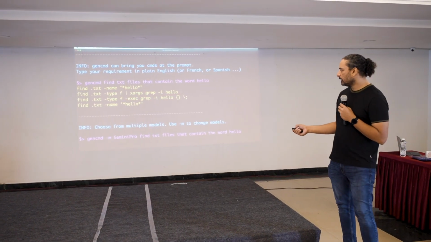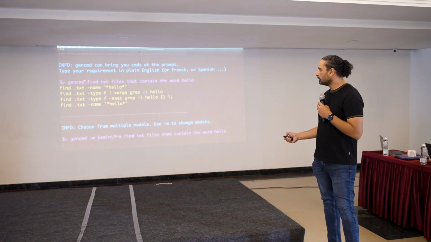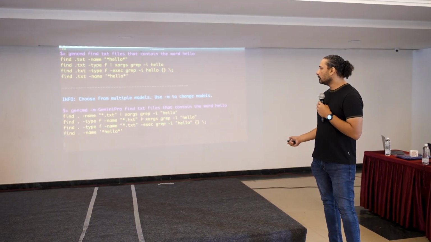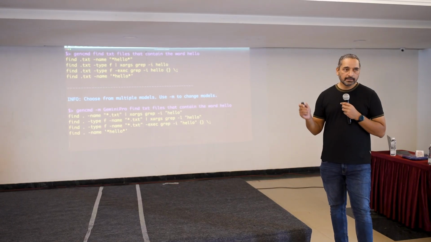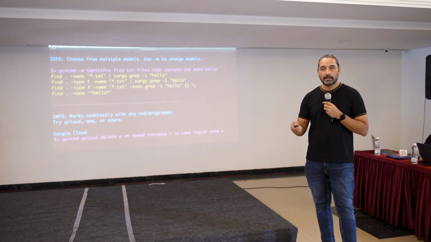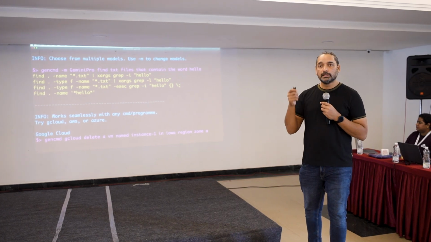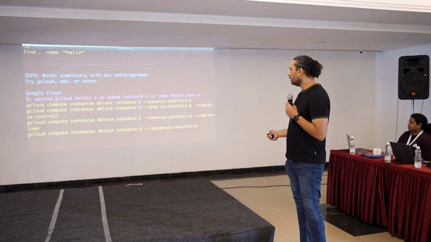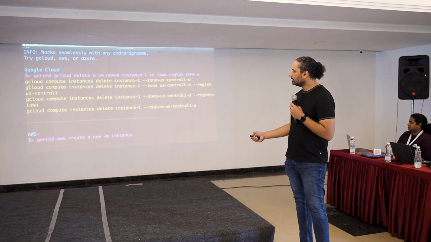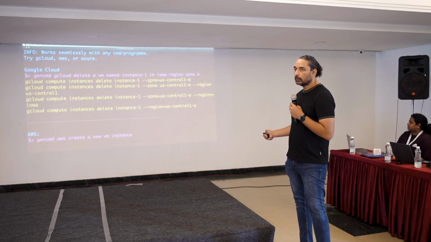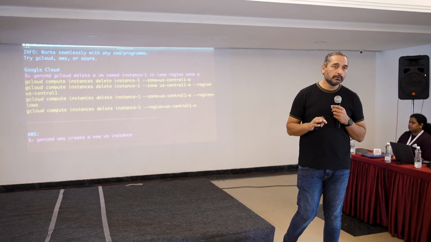I can ask the same thing for using a different model, right? This uses a default power model, this I'm using Gemini Pro, and it's giving me how to do the same thing. I can ask the same thing for Kubernetes, I can ask for Docker, I can use multiple languages, French, Spanish, any of these languages, it just works. Okay. So here I'm asking how to delete a VM named instance1 in IO region 1. You can see that it included those queries as part of the output. All of this is generated.